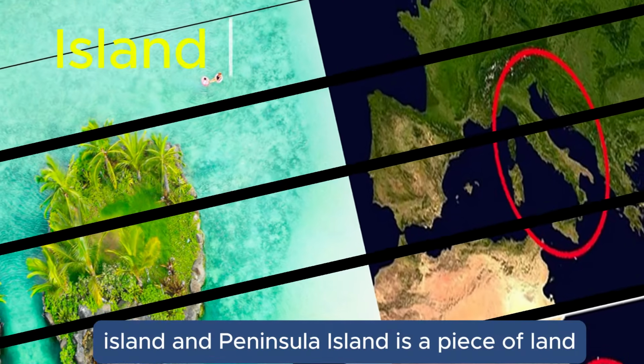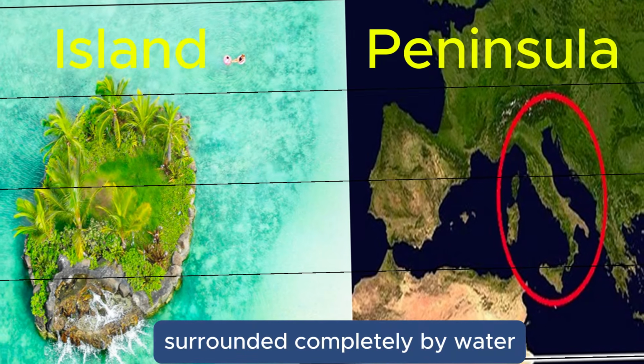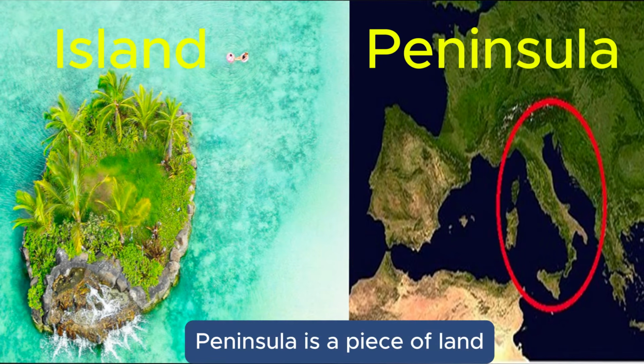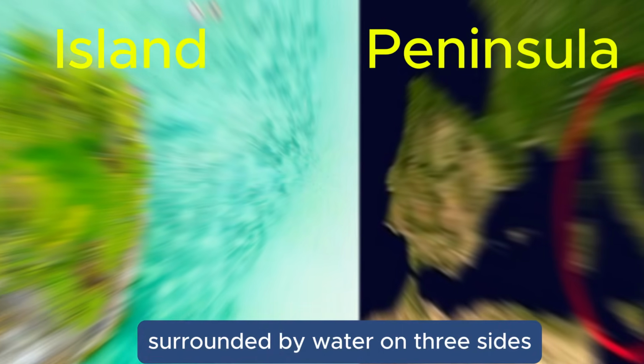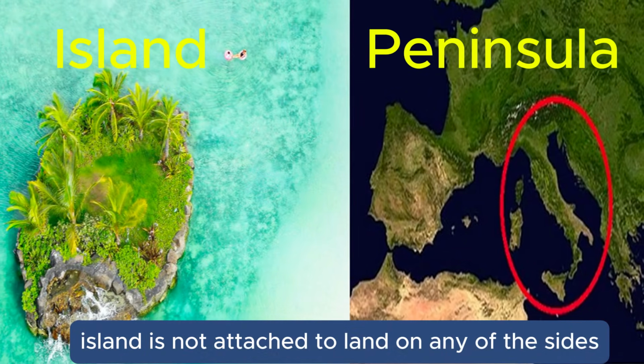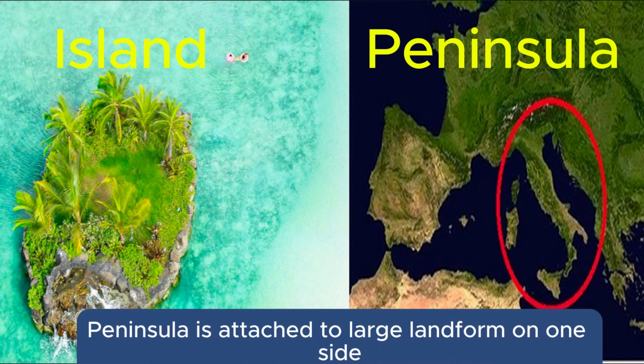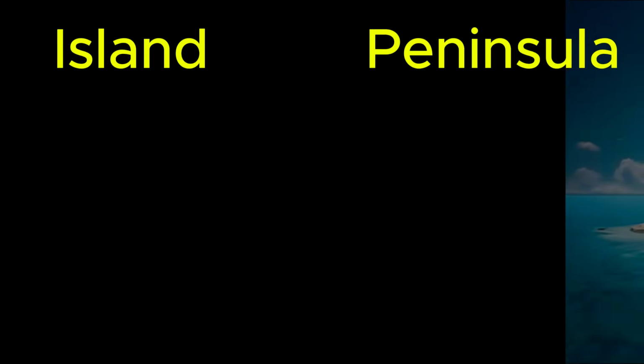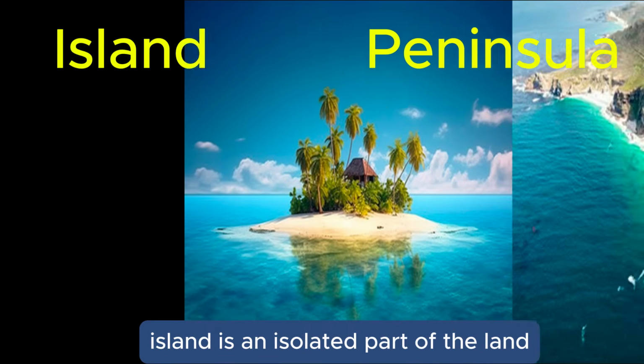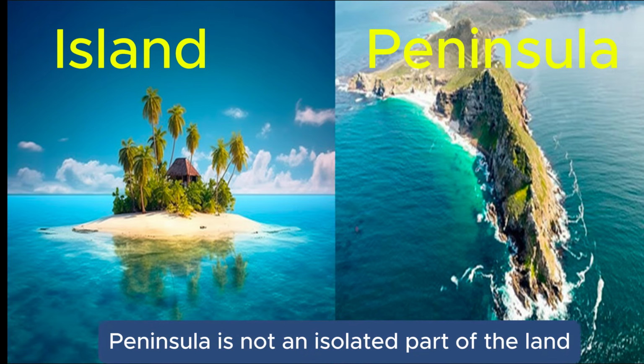Island and peninsula. An island is a piece of land surrounded completely by water. A peninsula is a piece of land surrounded by water on 3 sides. An island is not attached to land on any of the sides. A peninsula is attached to a large landform on one side. An island is an isolated part of the land. A peninsula is not an isolated part of the land.